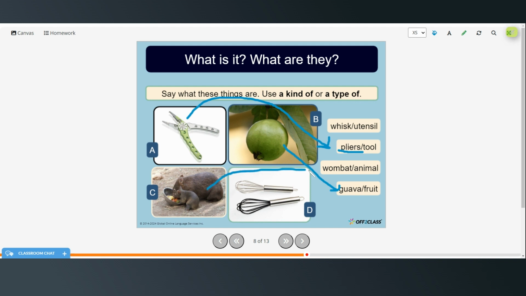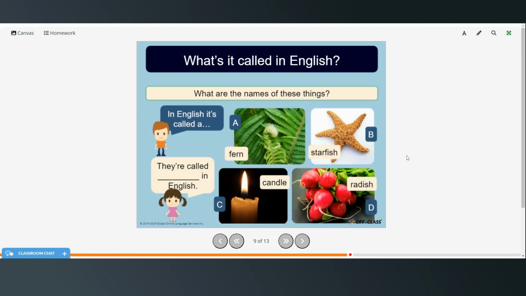Well, they are wombats. They are a type of animal. And what are these? They are whisks. They are a type of utensil. All right, so what are the names of these things in English?